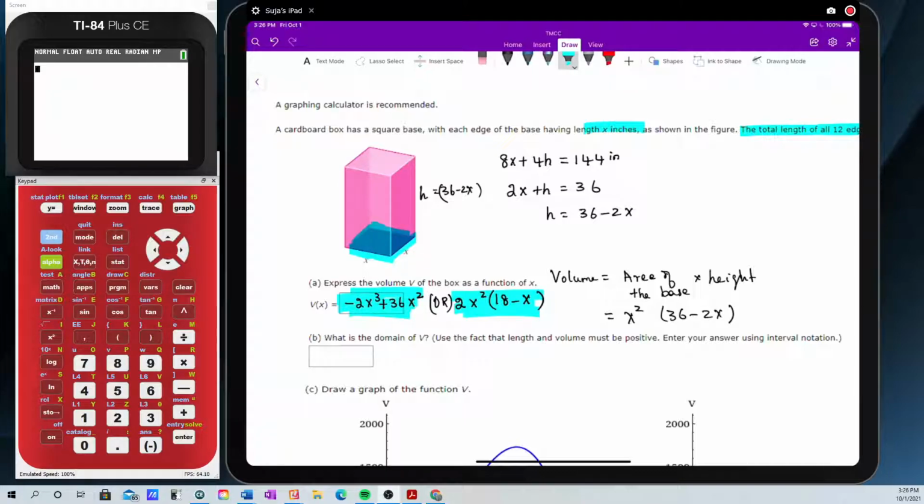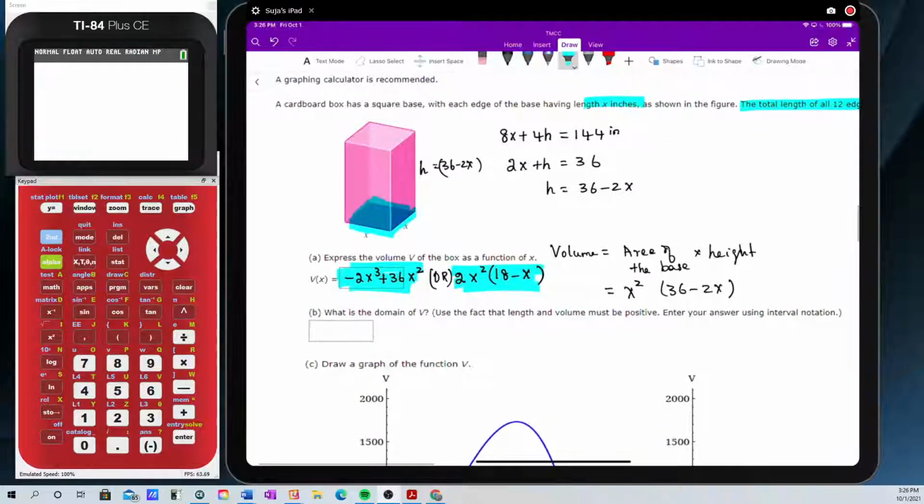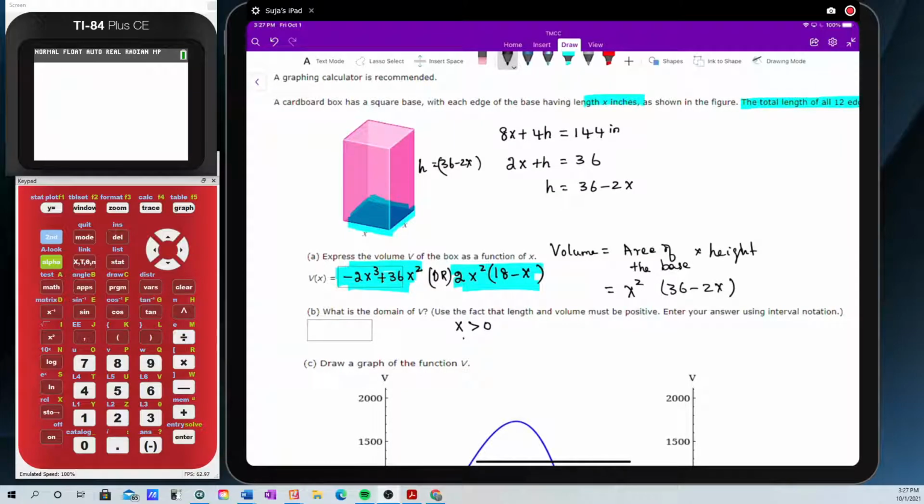Okay, now the next step is asking what is the domain of this box. We know that for me to have a box, definitely my x has to be greater than 0, and my h should also be greater than 0. But my h is 36 minus 2x, which should be greater than 0. So solve this inequality. Negative 2x is greater than negative 36. Divide both sides by negative 2. x will be less than 18.